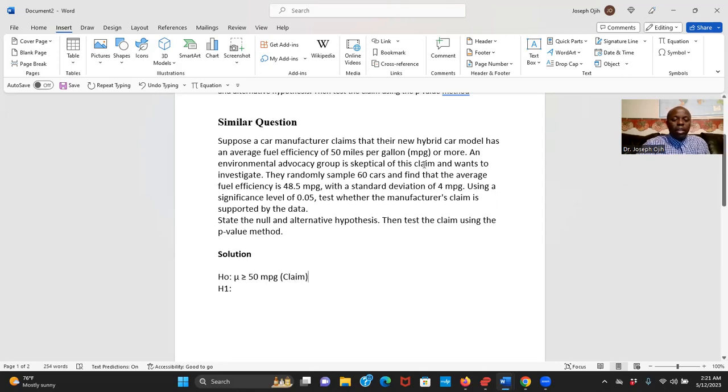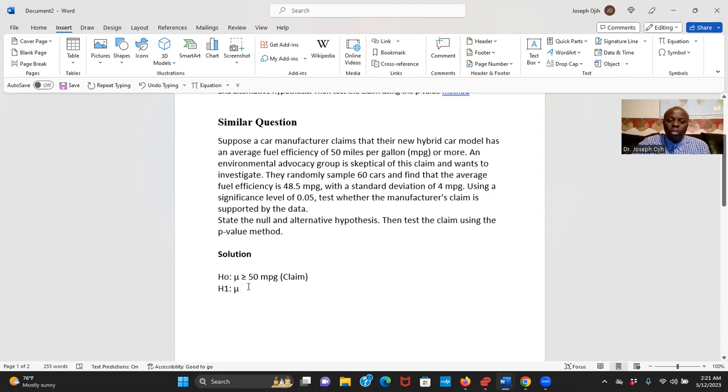The alternative hypothesis is always the opposite of the null hypothesis. So the opposite of this would be less than or equal to. But the problem is that we cannot use the less than or equal to symbol in the alternative. Less than or equal to and greater than or equal to symbols are only used in the null hypothesis. What you can use in the alternative is less than or greater than.